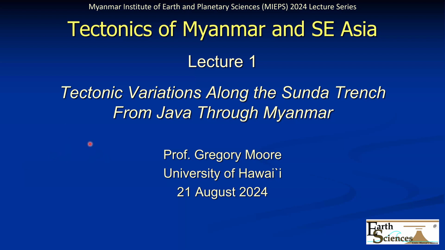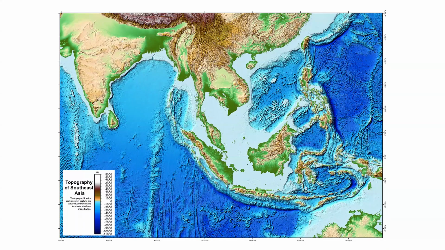So today I want to talk a bit about variations along the Sunda Subduction Zone. Okay, so this is the area that we will talk about today. Specifically, this red line is showing what I call the Sunda Trench, going all the way from eastern Indonesia through Java, Sumatra, up through the Andaman Islands and into Myanmar.